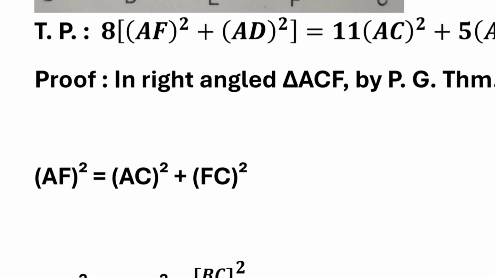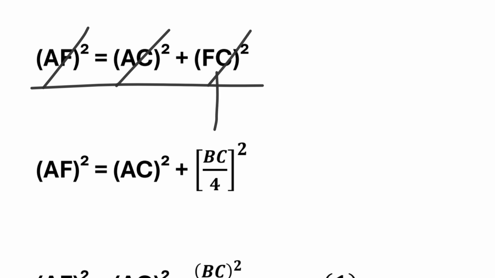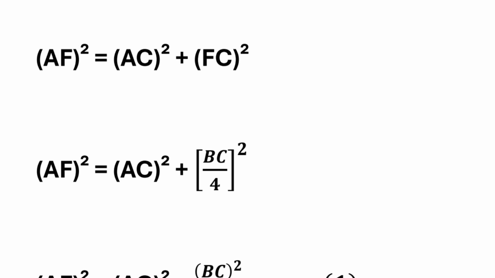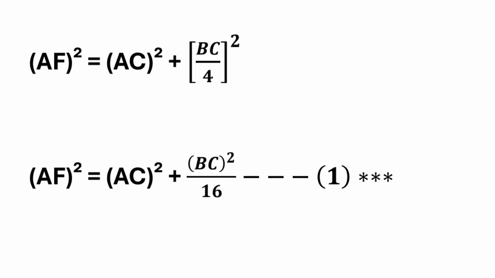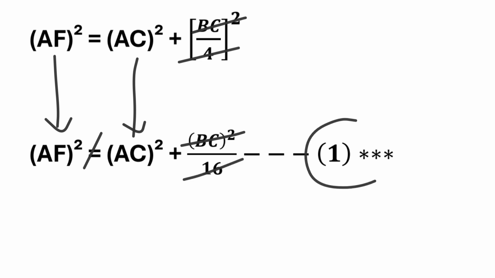Therefore after applying the Pythagoras theorem in this right angle triangle, we get AF² = AC² + FC². Now instead of FC we write BC/4 in brackets squared, so AF² = AC² + (BC/4)². Squaring, BC² and separately 4² which is 16, we obtain AF² = AC² + BC²/16. This is our equation number 1.